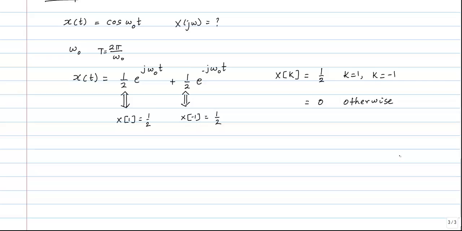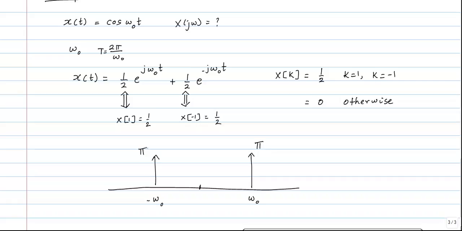Now how do we get the Fourier transform from here? Well, we realize that the Fourier transform has impulses, and in this case, since only two of the Fourier series coefficients are non-zero, you get two impulses, one at omega naught, and the strength of this impulse is 2 pi times X of 1, which gives us pi, and the strength of the impulse at negative omega naught is also pi.